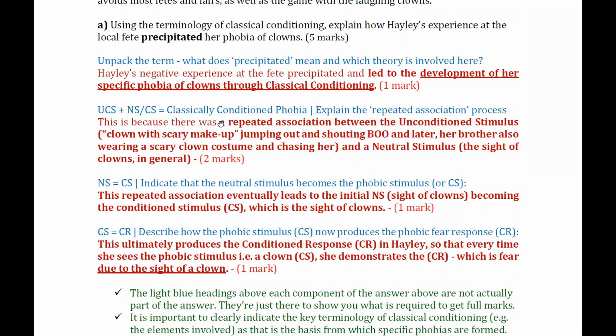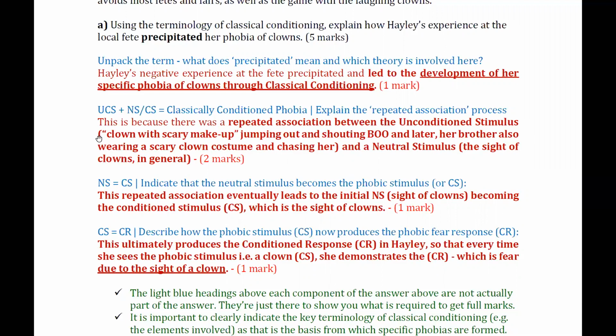So this is because there was a repeated association between the unconditioned stimulus, which was the clown with the scary makeup jumping out and shouting boo, and a neutral stimulus, which is the sight of the clown in general. You don't have to talk about her brother also wearing a scary clown costume and chasing her, but that could be a part of the repeated association as well. But it's more important for you to talk about the local fete experience, which was when the clown jumped out and shouted boo. Okay, so that's the most important thing.